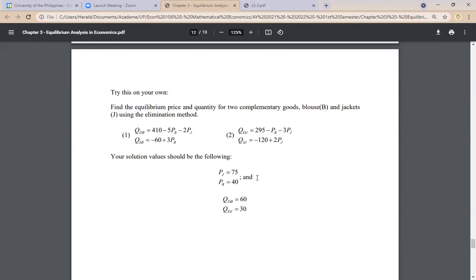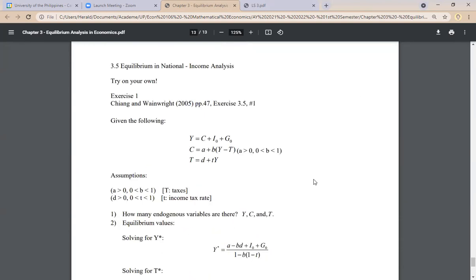Question, class? All right. So if there's no question, I'll go to the equilibrium in national income analysis. Okay, so right.